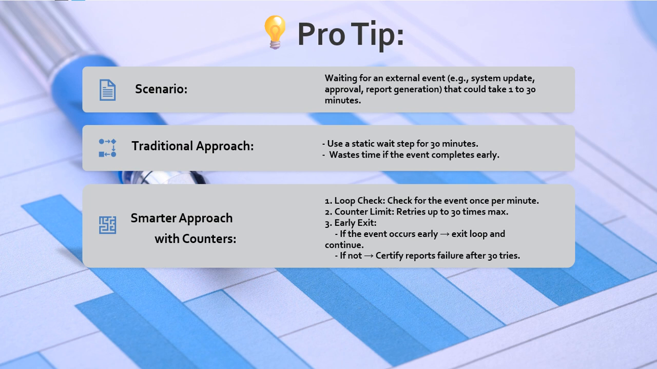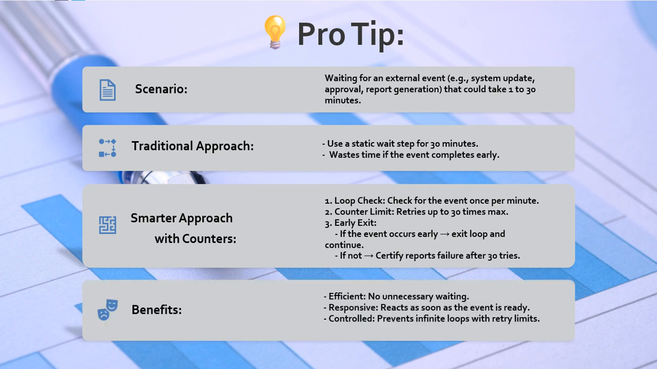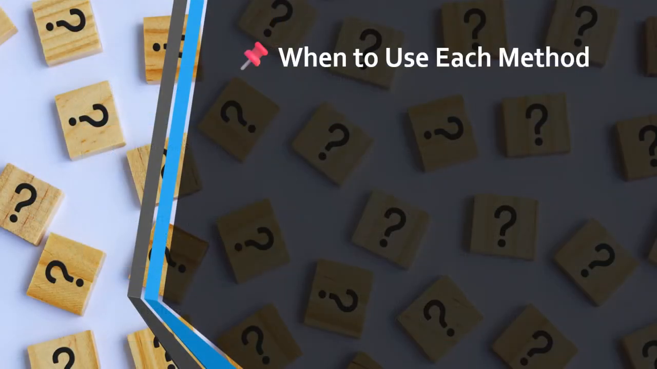If the event happens early, exit the loop and continue with the execution. If not, Certify reports a failure and exits the loop or terminates the execution after 30 tries. No time wasted. This way you optimize for both the best case, where the event finishes fast, and the worst case, with no endless angst. So, when should we use each method?